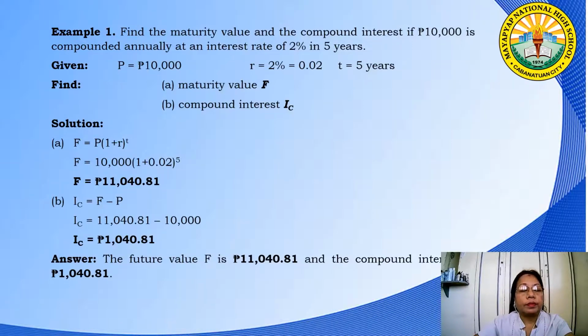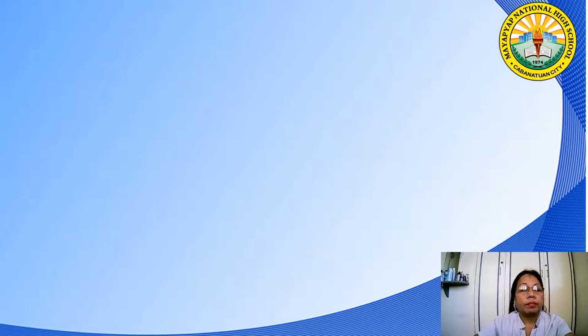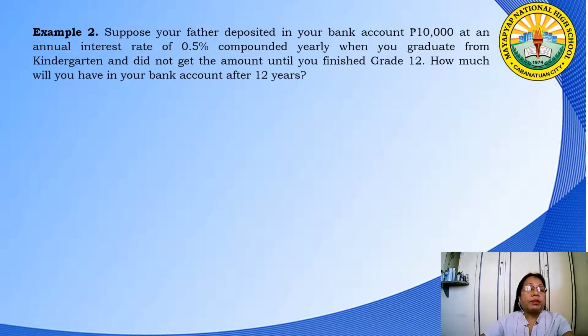Example number 2. Suppose your father deposited in your bank account 10,000 pesos at an annual interest rate of 0.5% compounded yearly. When you graduate from kindergarten, you did not get the amount until you finish grade 12. How much will you have in your bank account after 12 years?